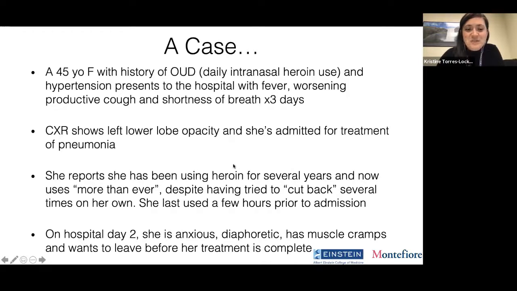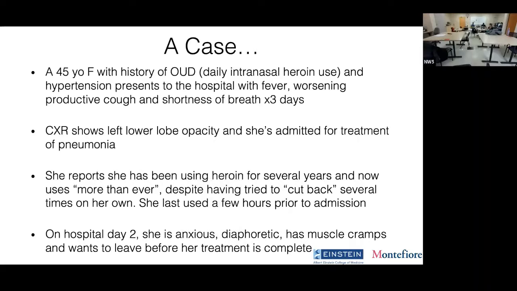She reports she's been using heroin for the last several years, and now she uses, quote, more than ever, despite having tried to cut back on several occasions on her own. She reports her last use of heroin is a couple of hours prior to her being admitted. On the second hospital day, she's now anxious, diaphoretic, she's having muscle cramping, and she's asking to leave the hospital before her treatment's complete. So what do you guys think is going on, or what are you worried about?